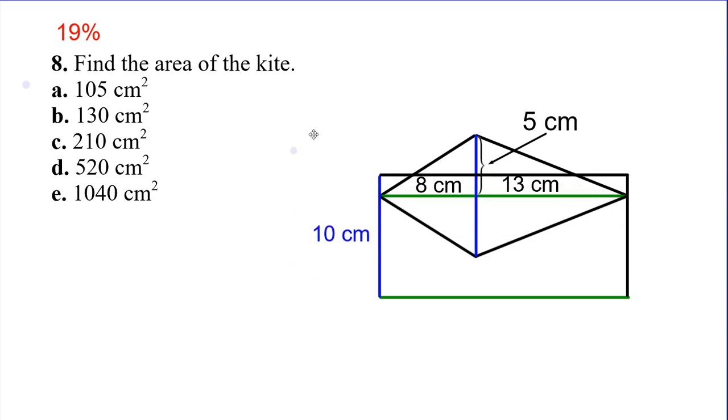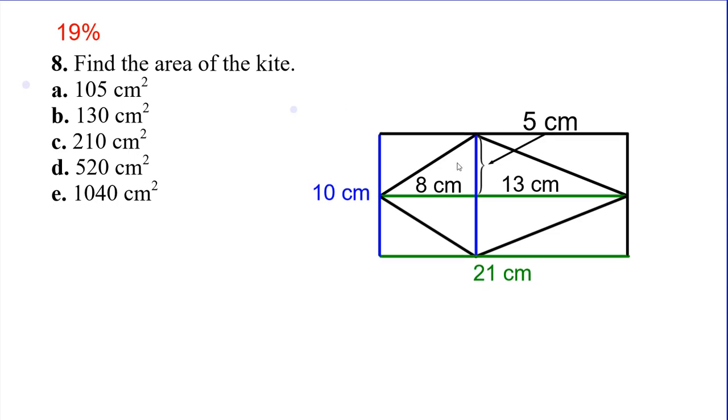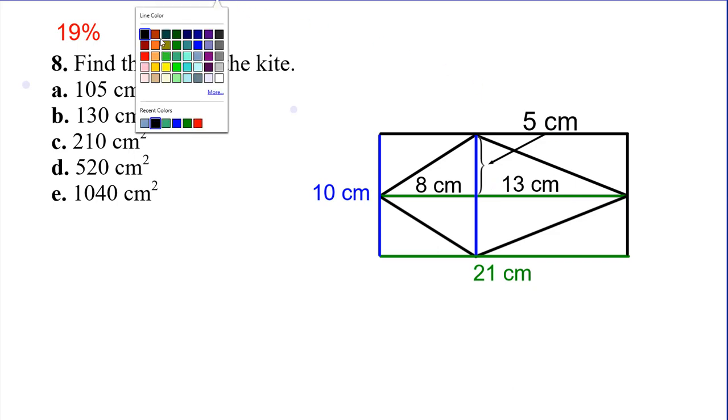And our formula goes like this. So if we take the diagonals, which is 8 and 13 is 21, and 5 and 5 is 10, and we multiply the diagonals, that would give us the area of the entire rectangle. But if you notice, we don't want the area of the entire rectangle. We want just the area of the triangles, which is going to be exactly half, right?